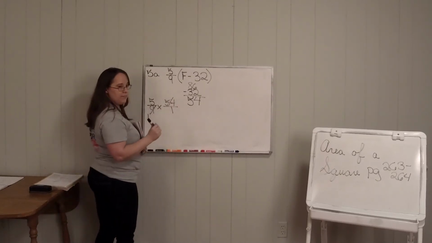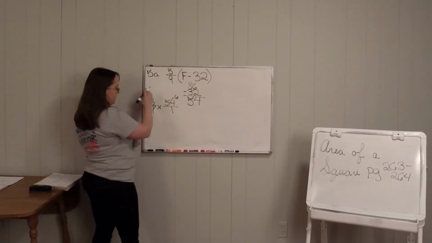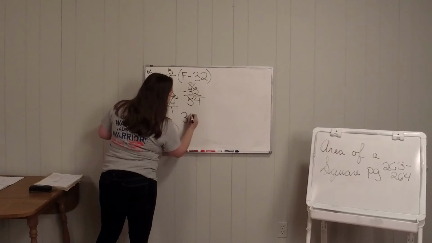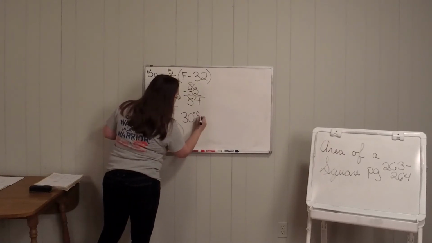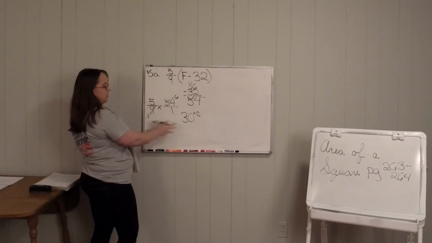What times 9 would give you 54? That would be 6. 5 times 6 is what? So the temperature is 30 degrees Celsius. Because you do not have to bring the 1 under it.